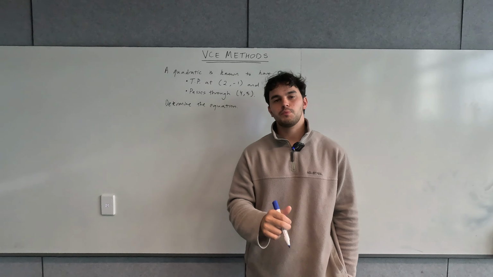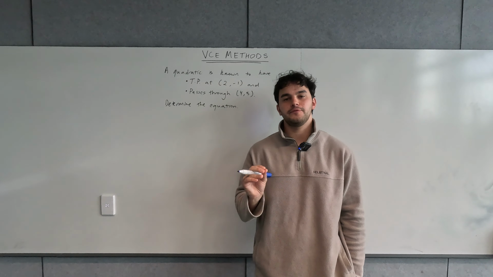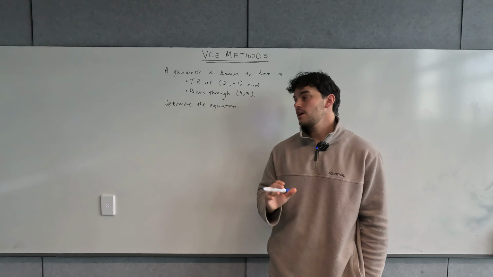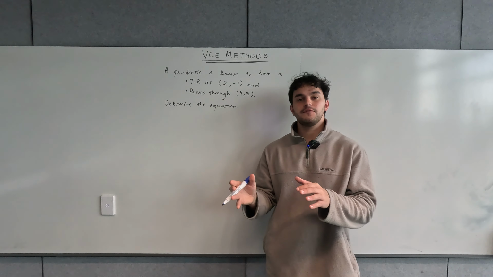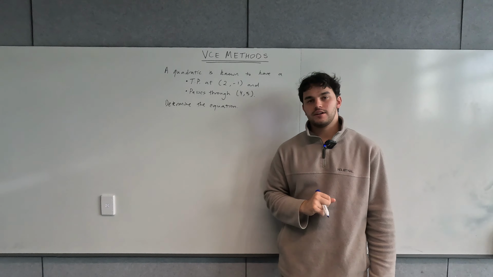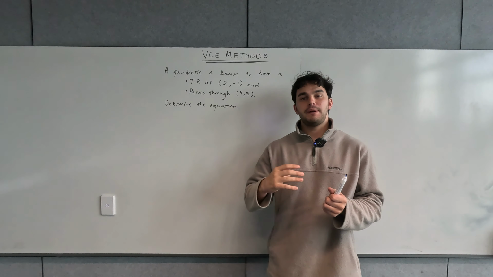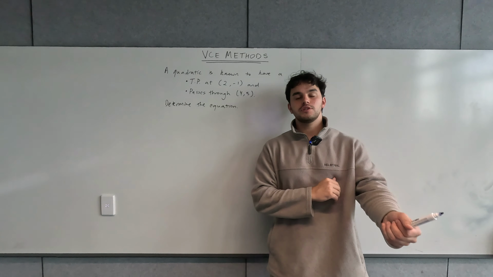So in previous videos, we've looked at getting information from different forms of quadratic equations. Now we're going to do the opposite, and take information and get the actual quadratic equation. You can imagine that depending on the information we're given, we use a different form.